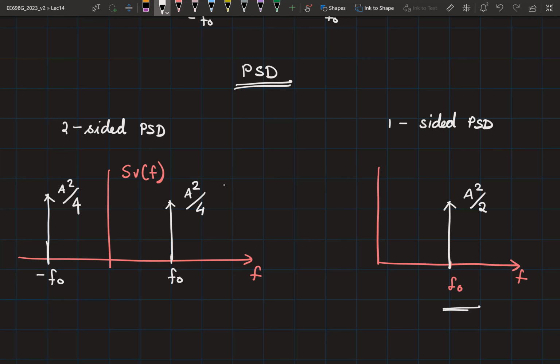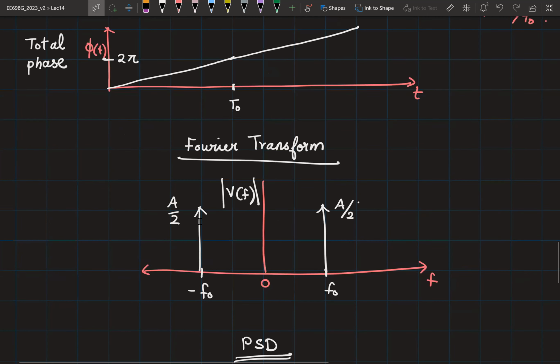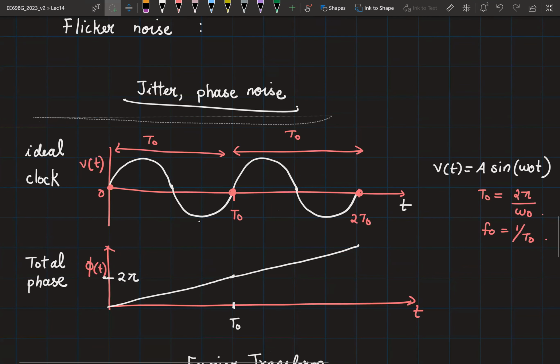Does this make sense? If you have a sinusoid with amplitude A, what is the power in that signal? That is equal to A square by 2. That is what you see here. Also, because we have an oscillation exactly at f naught, we expect all the power to be at f naught and not at any other frequency. So you will have an impulse at f naught and zero at all the other points. Clear? Okay. So now let me copy this, and now we'll look at a jittery clock signal.